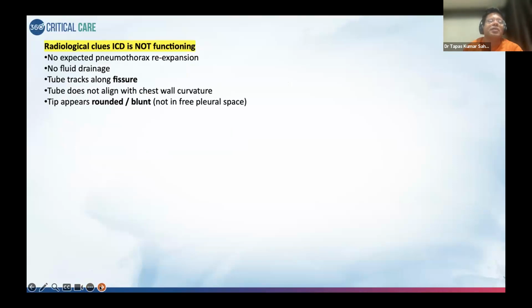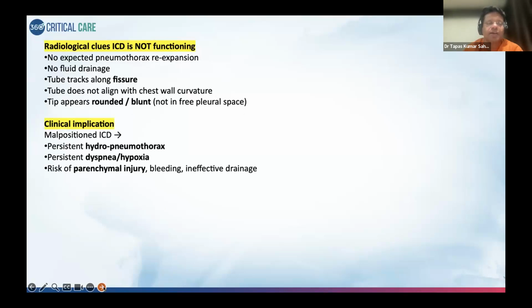Okay. Now, radiology clues that the ICD is not functioning from the chest X-ray. Now expected pneumothorax re-expansion. Yes, that was clearly seen in the X-ray. No fluid drainage. Maybe the examiner would give you a clue. Tube tracks along fissure. Tube doesn't align with the chest wall curvature, and tip appears rounded or blunt, not in the free pleural space. So self-explanatory, I'm not reading it again.